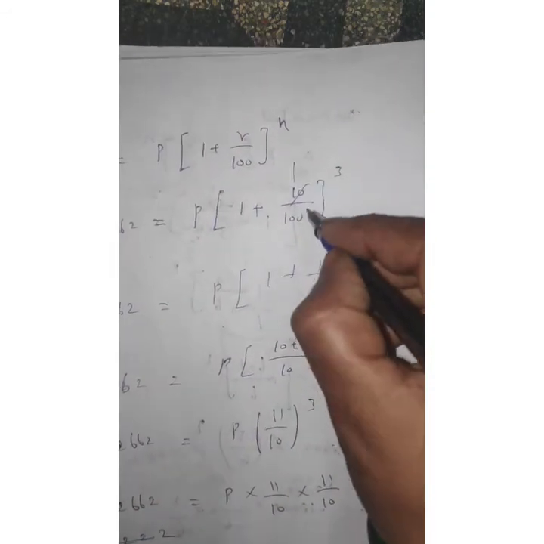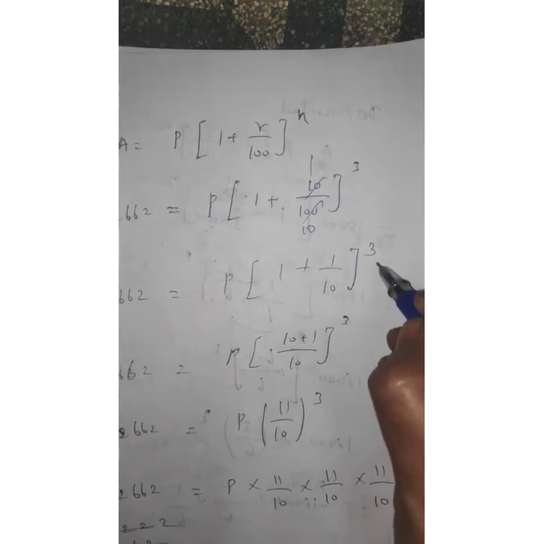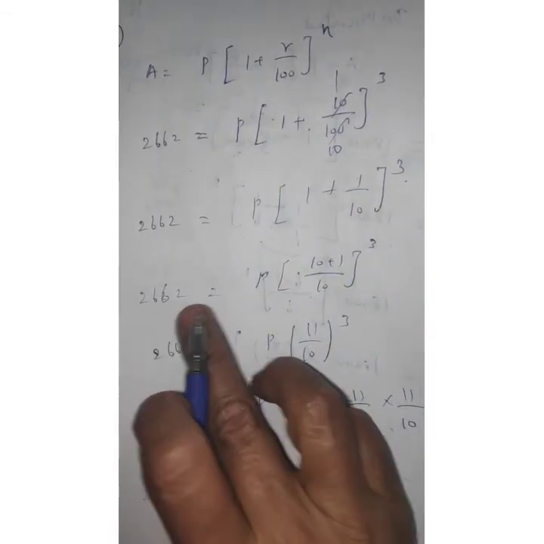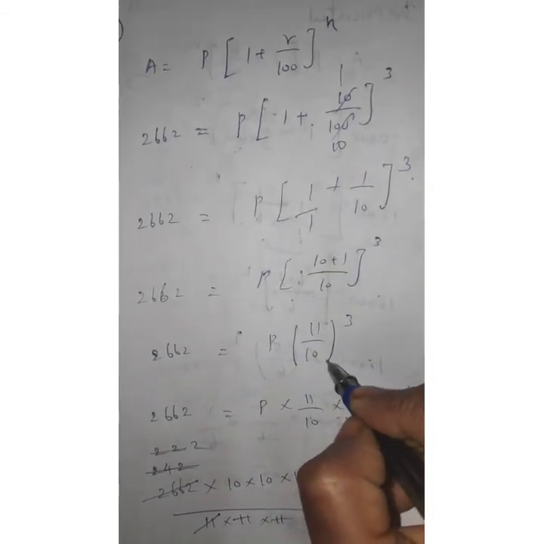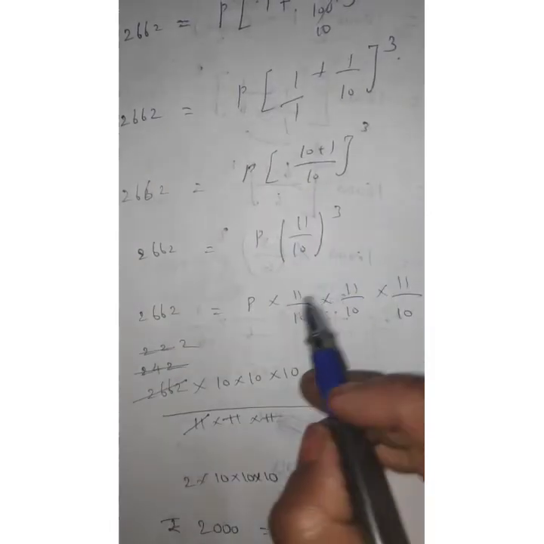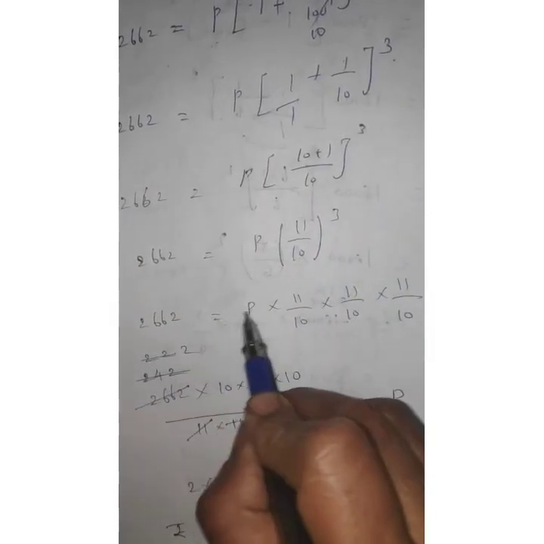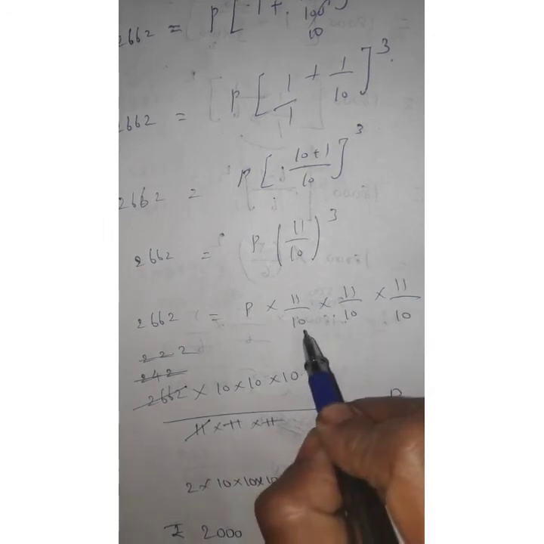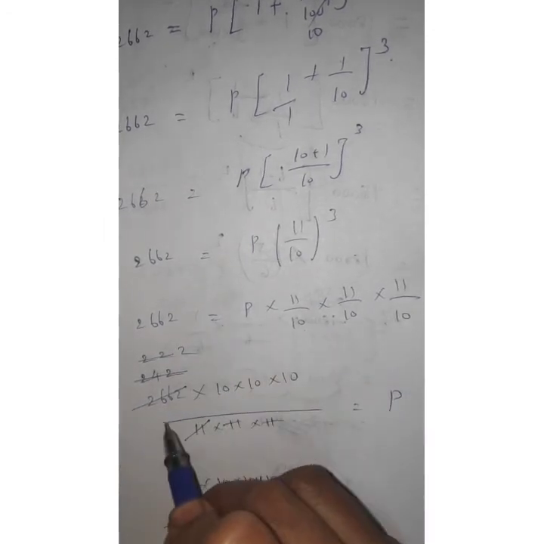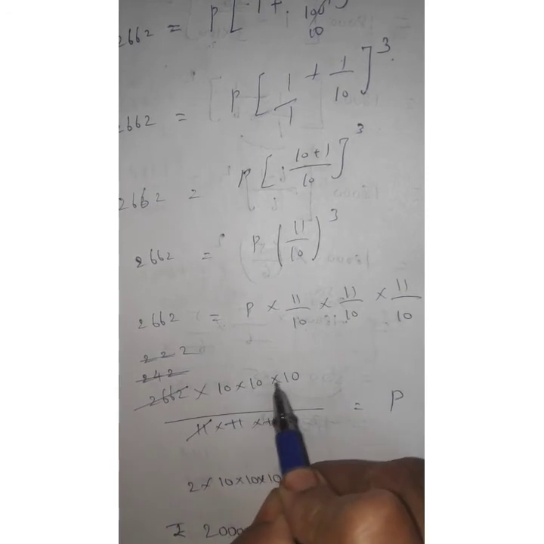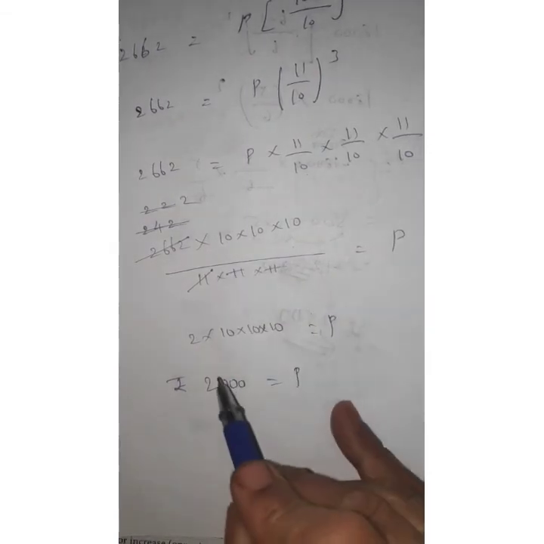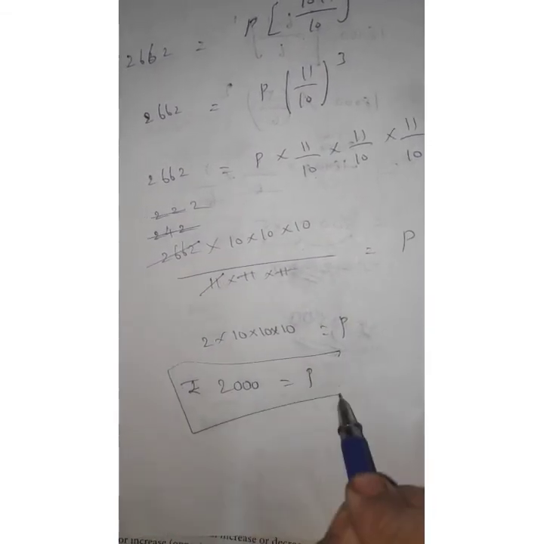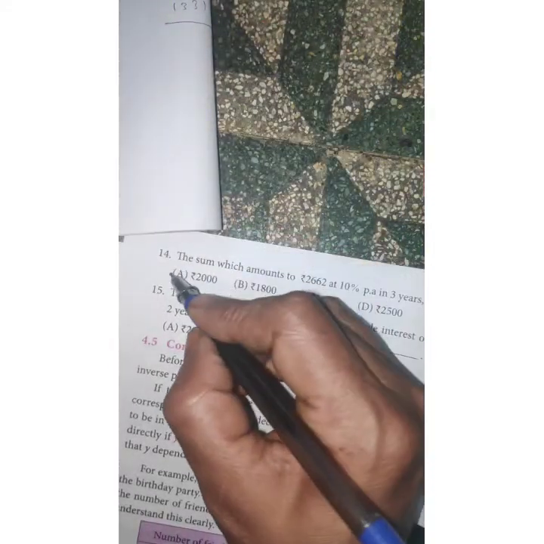So cancel, 110 is 10, 10 tens are 100, 1 plus 1 by 10 whole cube. 2,662 is equal to P into, do the cross multiplication, 11 by 10 whole cube. So 2,662 equal to P into this number, written 3 times. So the down number we write in the numerator. So 2,662 into 10 into 10 into 10 divided by 11 into 11 into 11 is equal to P. So cancel and get the answer, P value equal to 2000. Now that 14th question, the answer is 2000. A is the correct answer.